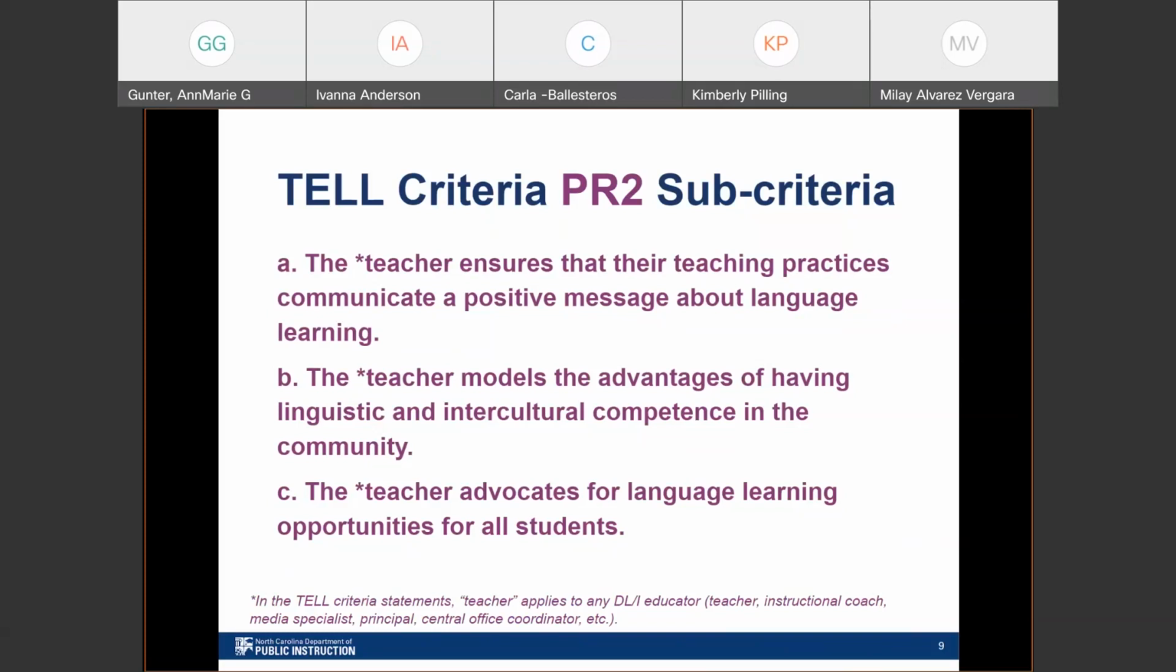So are you including, for example, native English speakers as well as native speakers of other languages? Are you including English learners who might be in your community? And that might be, for example, one of the reasons why the DLI program has been started in your school.